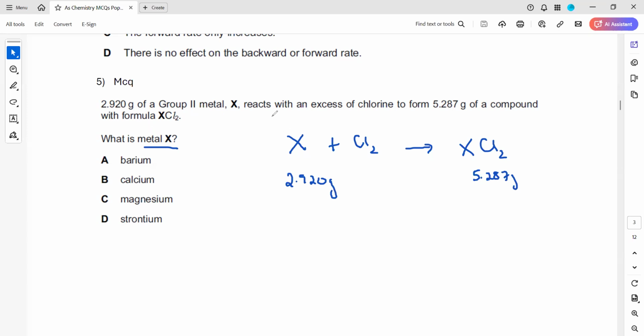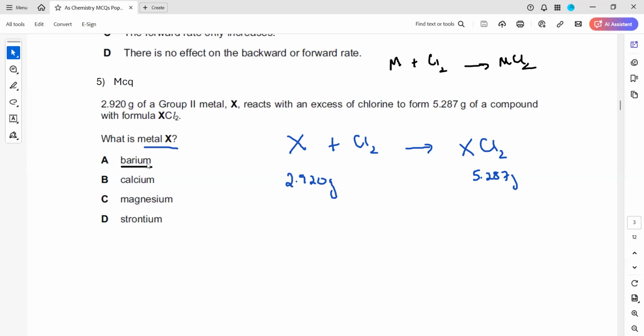Now, as you can see from the balanced equation, the ratio between the metal and the compound is 1:1. If 1 mole of that group 2 metal reacts with the chlorine, it will form 1 mole of this compound. So we'll find the moles of the element and the moles of the compound. If we get the same number of moles, it means the ratio is 1:1.